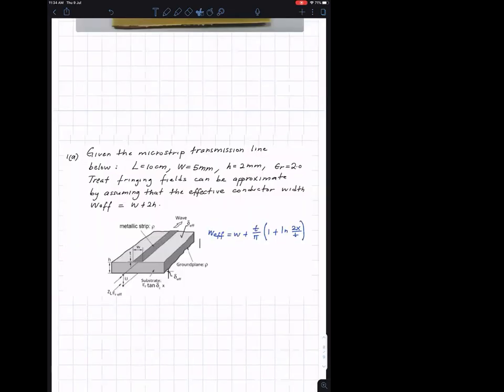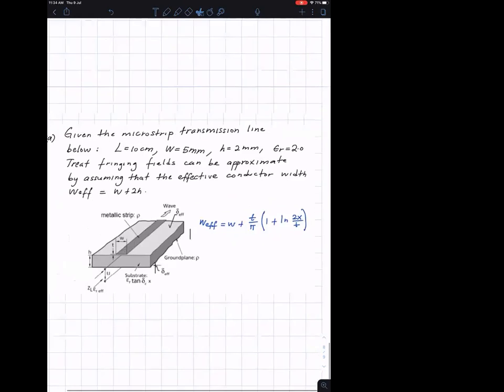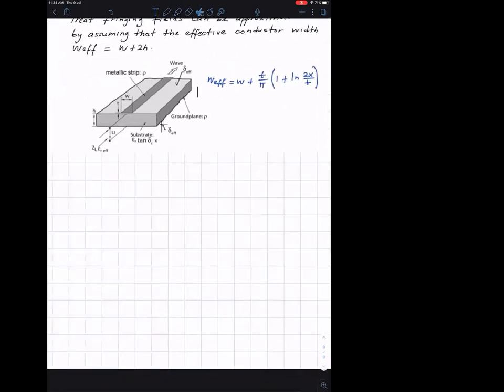That's the last time on. So whatever we have studied so far, we're going to use all that information. Given the microstrip transmission line below, the length is 100 cm, width is 5 mm, height is 2 mm, the relative dielectric constant is 2, and then fringing fields can be approximated by using the effective conductor width. Okay, fringing fields. What is a fringing field?